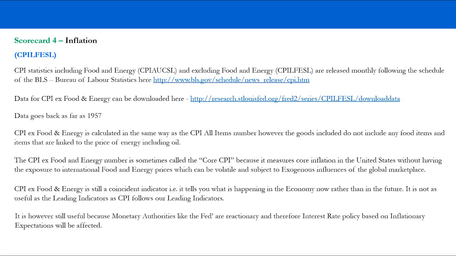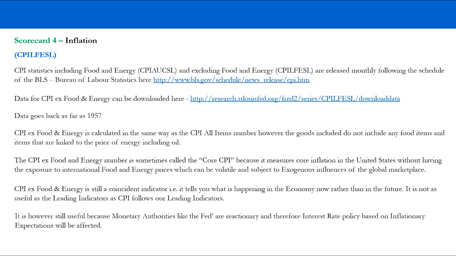The CPI ex food and energy, which we're looking at now, you'll often see in the media referred to as the core CPI because it measures core inflation in the United States without having the exposure to international food and energy prices, which, as we saw earlier, can be extremely volatile and subject to exogenous influences in the global marketplace.